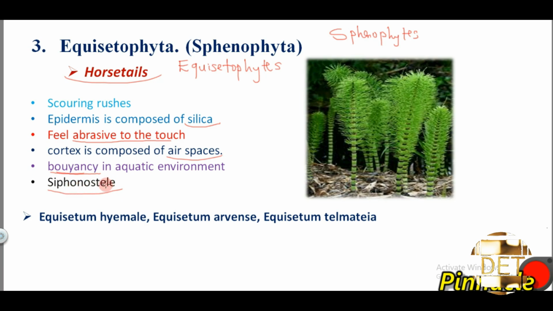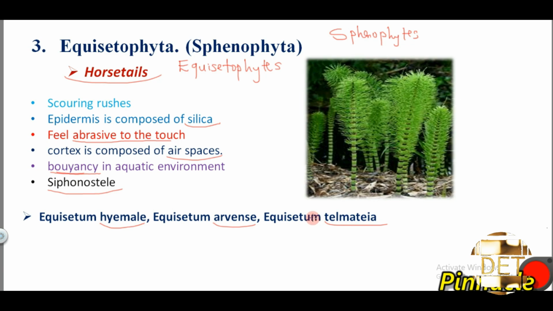Then the kind of stele that they have is the siphonostele. We've talked about stele before, and we said stele is the arrangement of the vascular tissue in the stem and in the root. And we have two types of stele, the protostele and the siphonostele. The kind of stele that the Equisetophytes have is the siphonostele. Very important. Examples of Equisetophytes are Equisetum hyemale, Equisetum arvense, and Equisetum telmateia. These are the three major examples of Equisetophytes.